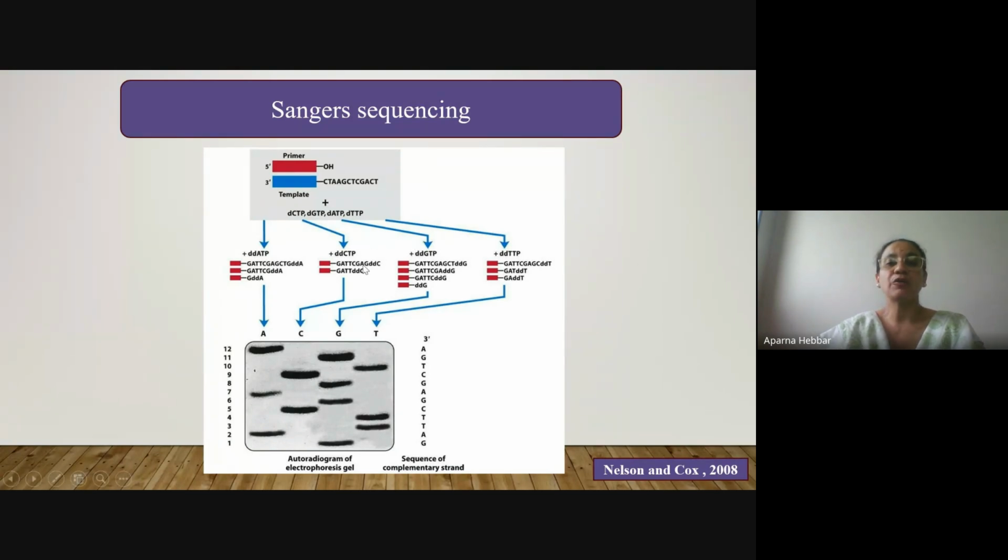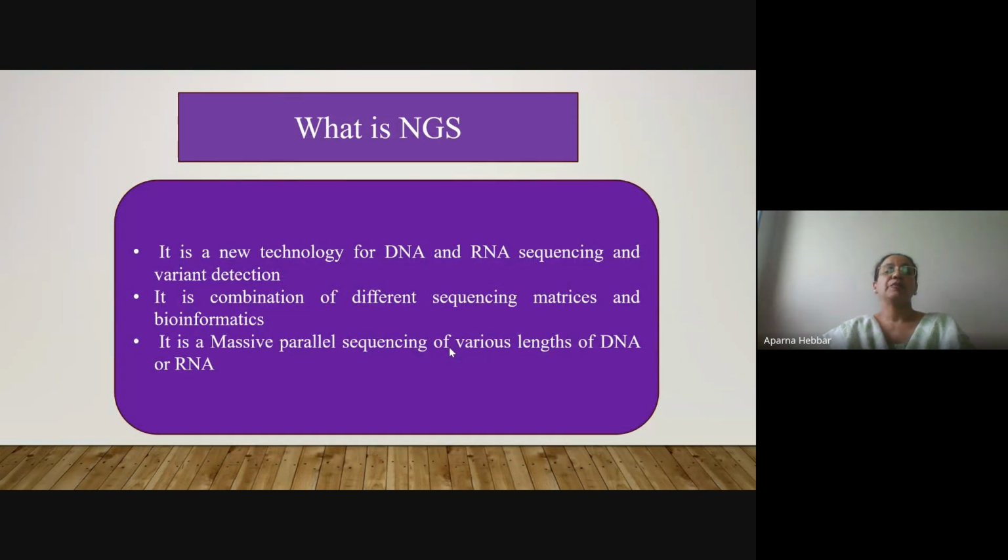And then it is allowed to run on gel electrophoresis. Whatever sequence is deduced here is the sequence of the complementary strand, because this is sequencing through the synthesis method, and the complementary strand is read 5' to 3' from downward to upward. So this is all about the traditional sequencing methods, and they are still followed, especially Sanger sequencing.